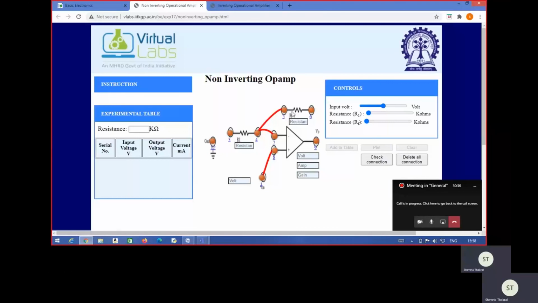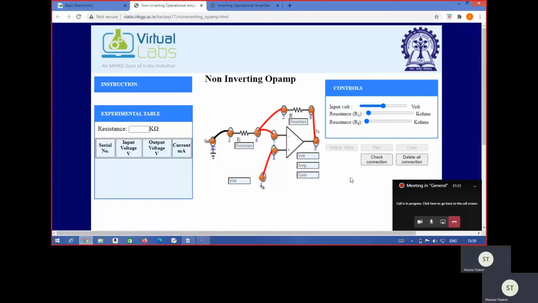So the one terminal of RF is connected at node 4, and the other terminal of RF needs to be connected to the output terminal. Next, a connection needs to be made between node 6 and node 9. And finally, we need to make the connection between node 3 and node 12, because we are operating the operational amplifier in the non-inverting configuration. So the inverting input terminal will be connected to ground, and we have done the connection as per the guided instruction.